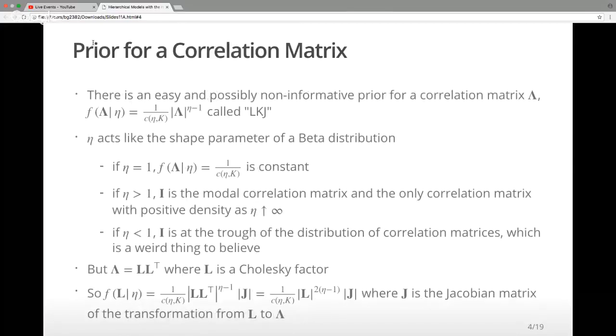So, questions about the LKJ distribution, other than how to spell the first two authors' names?